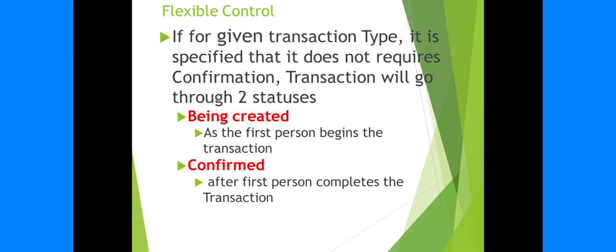If for one transaction type, it is specified that it does not require confirmation, the transaction will go through 2 statuses. Being created, as the first person begins the transaction. Confirmed, after the first person completes the transaction.